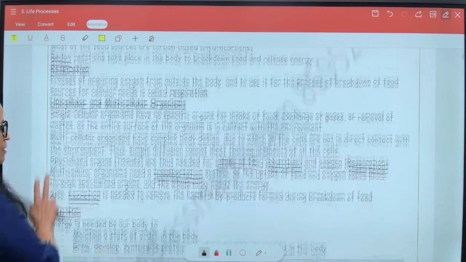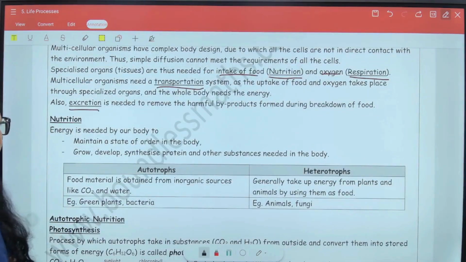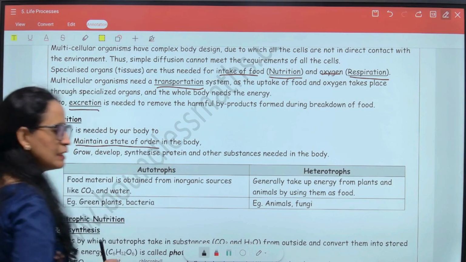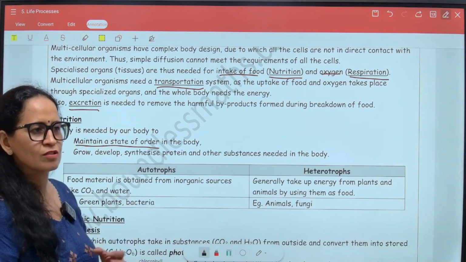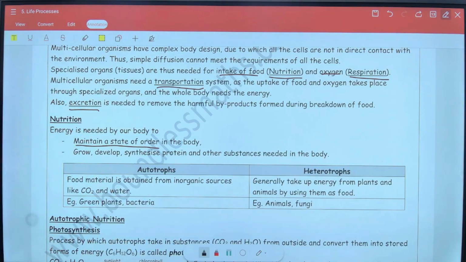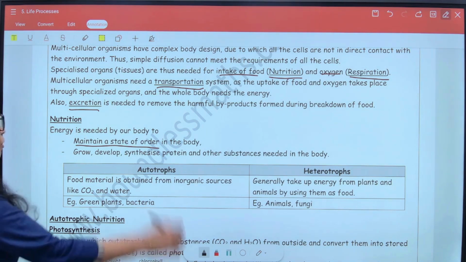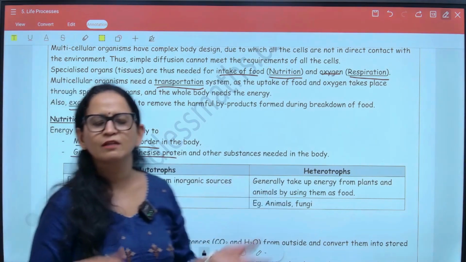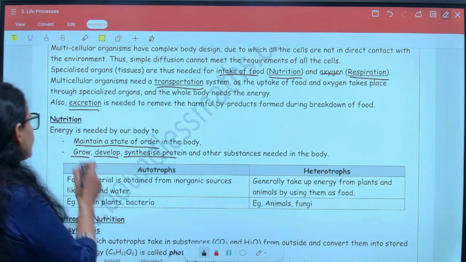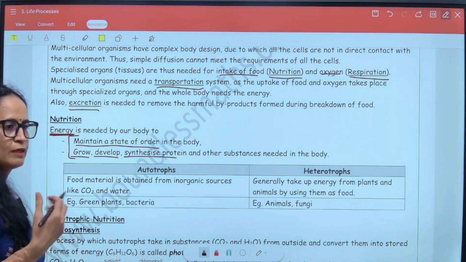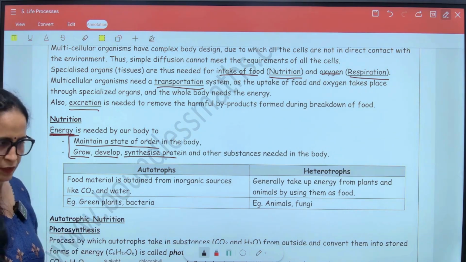So let's start with nutrition. Now our body needs energy to maintain a state of order in the body, to control different organs, organ systems. The brain controls everything. We have talked about it in detail in the control and coordination chapter also. For growth, development and synthesis of proteins and other substances that are needed by the body. So these are the two main reasons why we need energy: for repair, growth and maintenance functions, right?